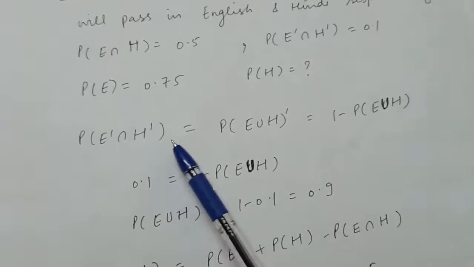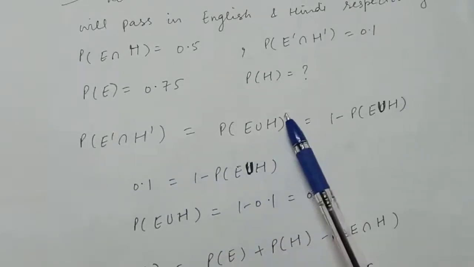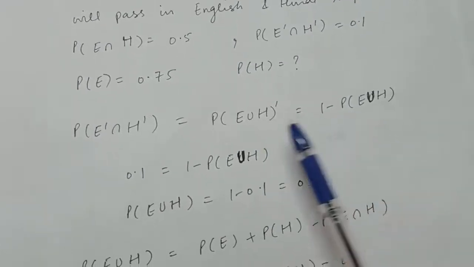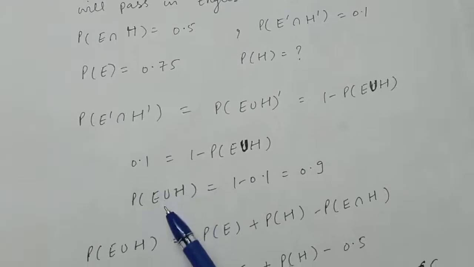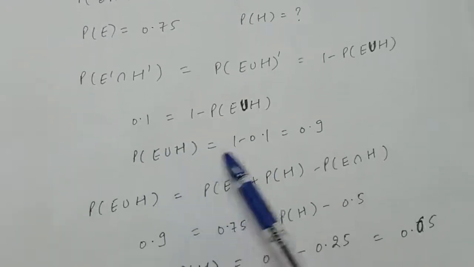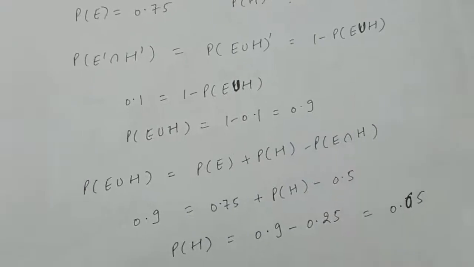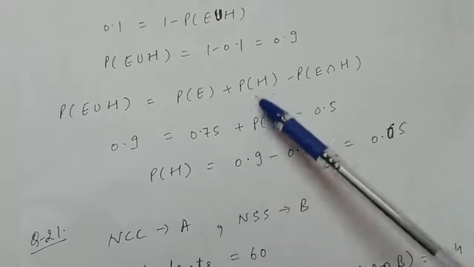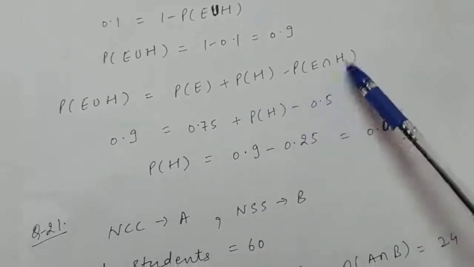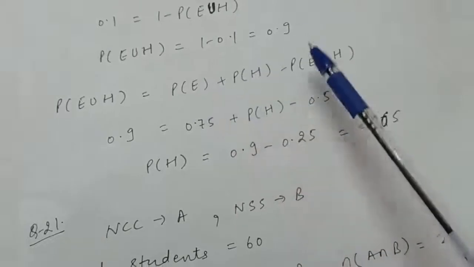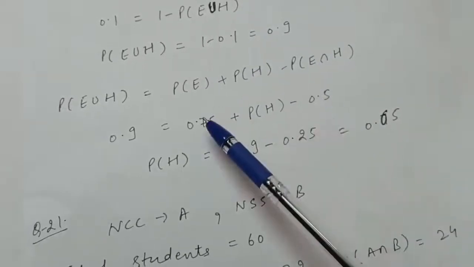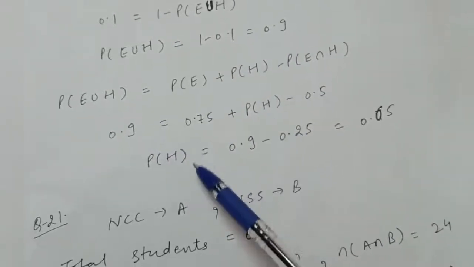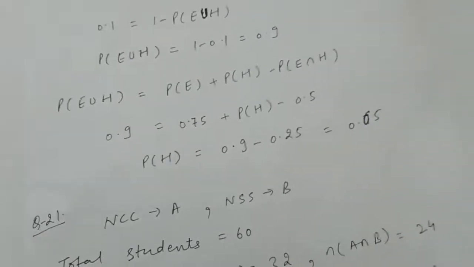Now see, this can be written as probability of (E union H) complement, which is equal to 1 minus probability of E union H. This is given as 0.1. From here you will get probability of E union H as 0.9. Now probability of E union H we know is probability of E plus P(H) minus P of E intersection H. So this term and this value is already given. Value of this we have calculated as 0.9. Put the values, you will get the probability of H as this, right?